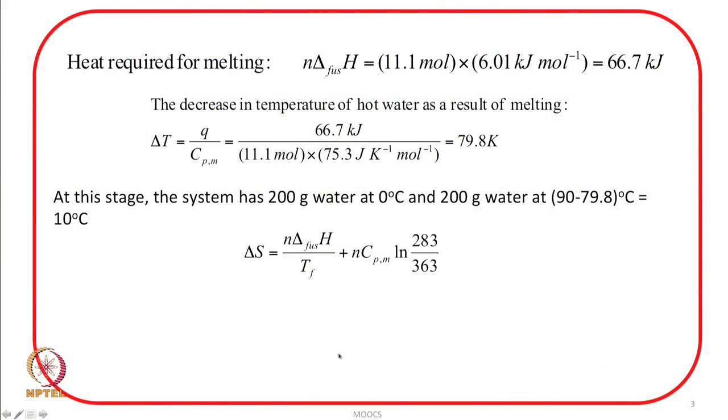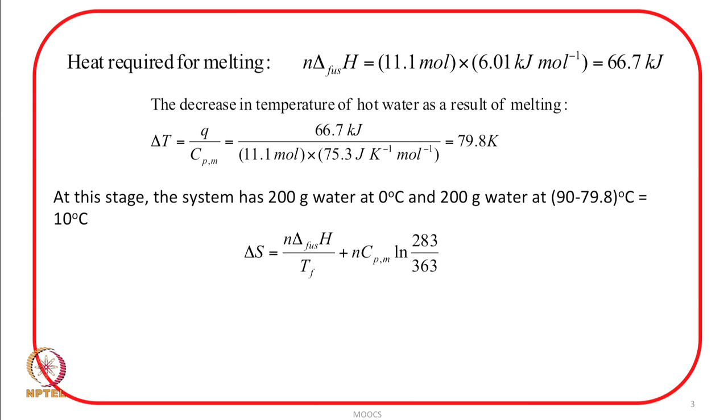So, there is an entropy change. How do we calculate that entropy change? Let us take a look. Entropy change for the phase transition is equal to enthalpy of fusion divided by the freezing point, that we have discussed many times. This is the entropy change associated with the melting of ice at 0 degrees Celsius.